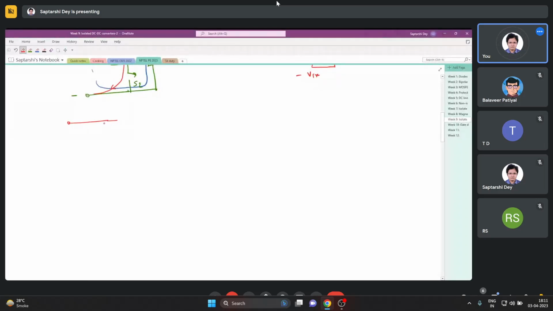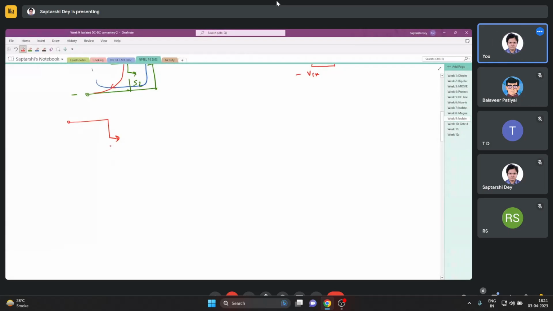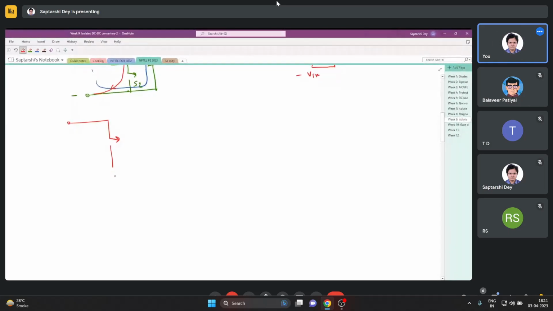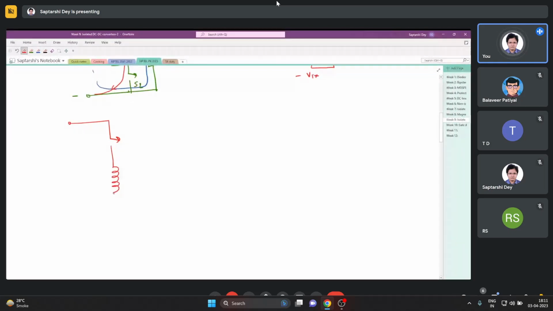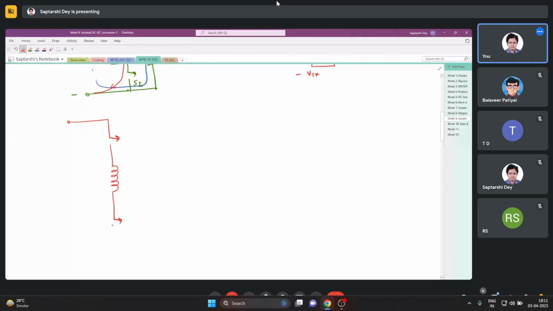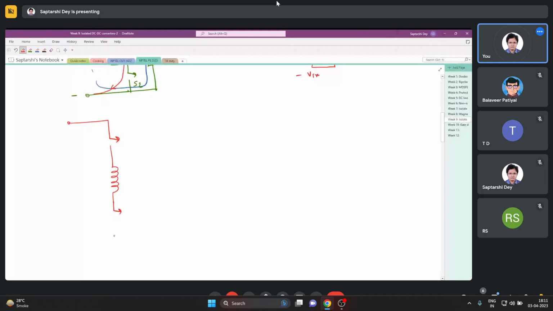Yeah, sorry. I will just draw the diodes on my left hand side so that I can easily draw the transformer. Now this is the primary winding of the transformer of a forward converter.